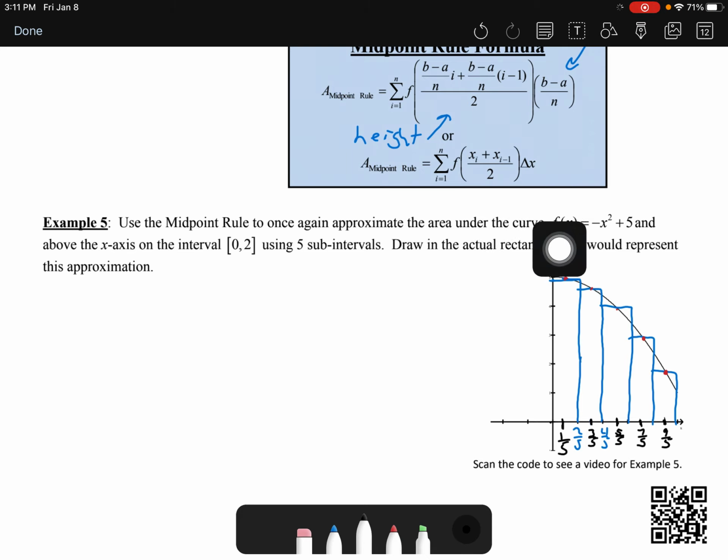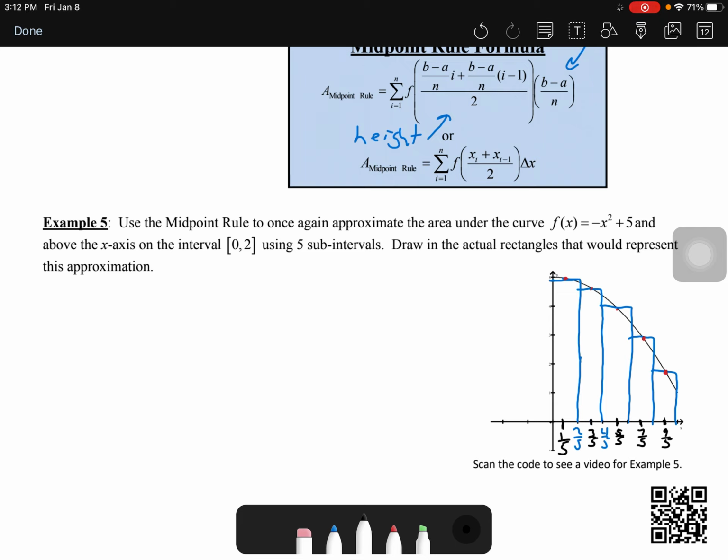Delta x means the same as this. It just means what's my change in x, or the width of each of these rectangles. So delta x eventually is going to replace our b minus a over n. It kind of means the same thing. It means, what's the amount that we're moving horizontally? What's the width of those rectangles? Okay, so with that in mind, let's go ahead and see if we can calculate this.